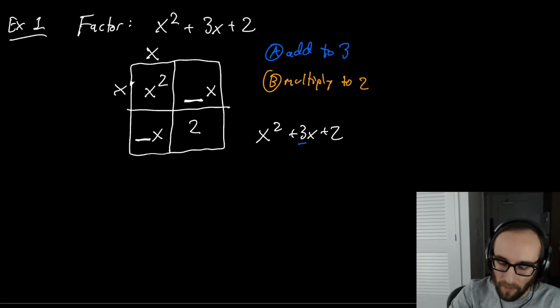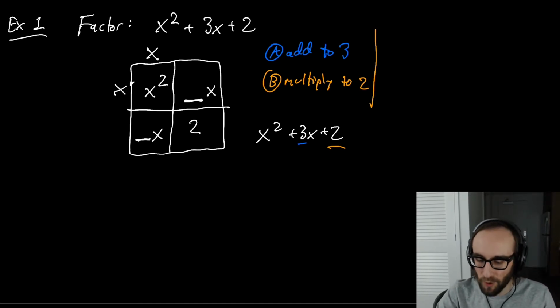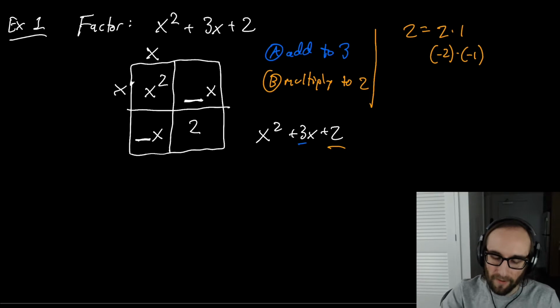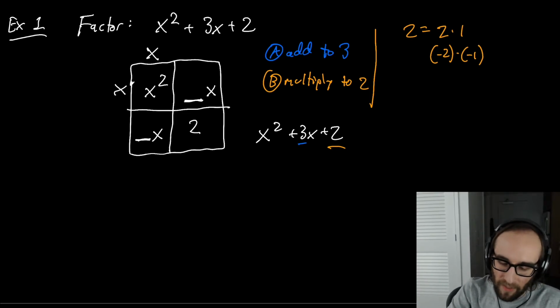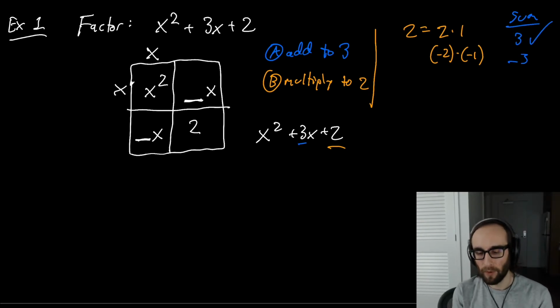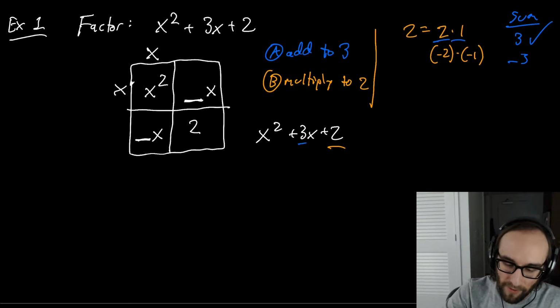So this one's pretty easy because we could start off by looking at factors of 2. Well, 2 can be written as 2 times 1 or -2 times -1. So really easy, just 2 sets of factors. We'll take a look at the sums for both of those factors. 2 plus 1 is 3, so we're finished. The other one would be -3. So 2 and 1 are the missing numbers, missing coefficients. Let's go ahead and write those in.